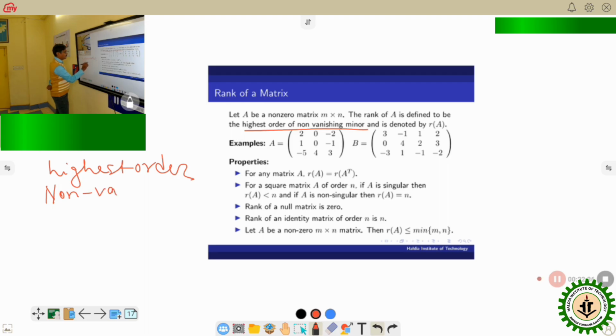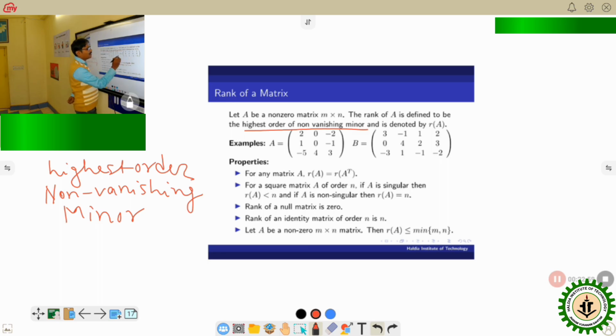Non-vanishing minor. First, be clear about the definition. Given any matrix of any order, you have to find the rank, and the definition says that it is the highest order of non-vanishing minor. That means given any matrix, suppose here, if you see the example, the B matrix of order 3 cross 4. Clear? This is a 3 cross 4 matrix, any order.